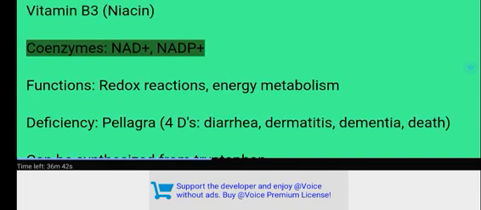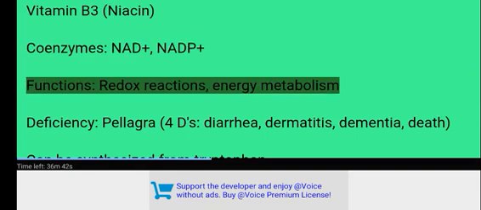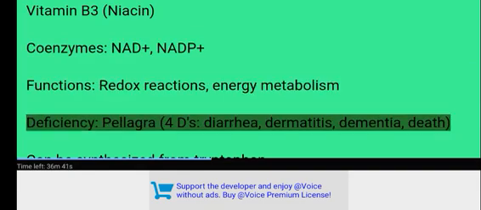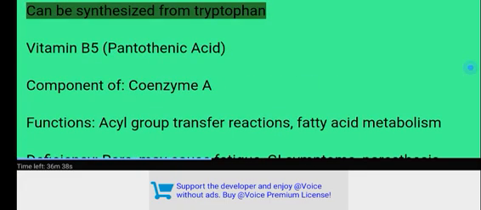Vitamin B3, niacin. Coenzymes: NAD+, NADP+. Functions: redox reactions, energy metabolism. Deficiency: pellagra, the 4 Ds: diarrhea, dermatitis, dementia, death. Can be synthesized from tryptophan.